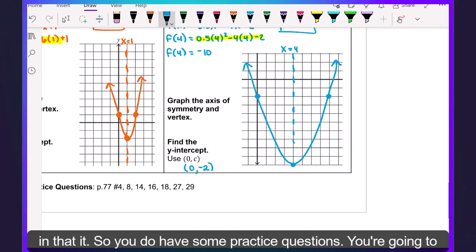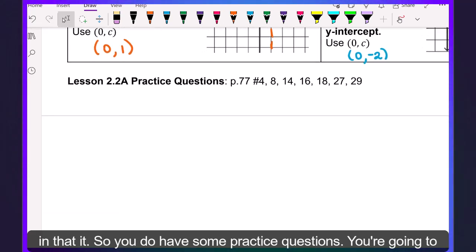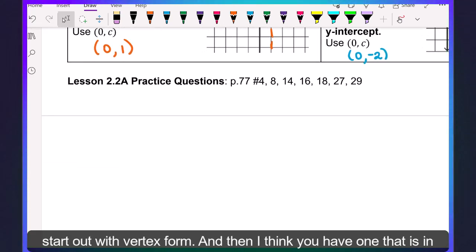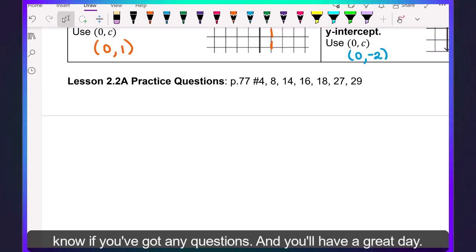And that's it. So you do have some practice questions. You're going to start out with vertex form, and then I think you have one that is in standard form. So please, please, please practice this, and just let me know if you've got any questions, and you'll have a great day.